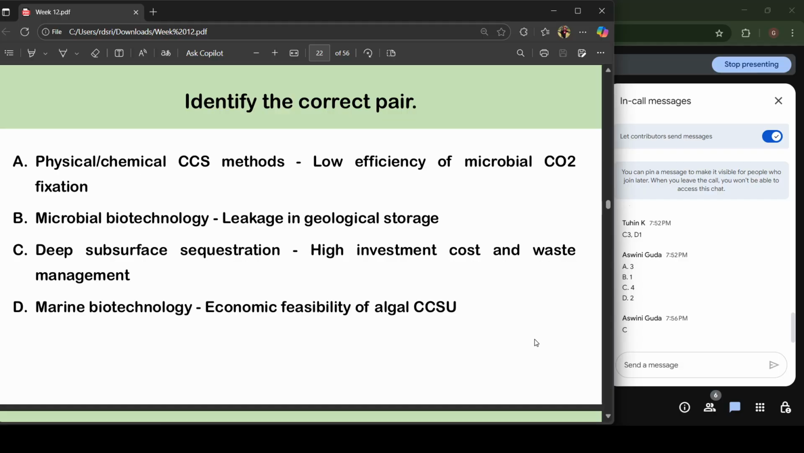Okay, we have one answer, which is deep subsurface sequestration mapped to high investment cost and waste management. Any other answers?